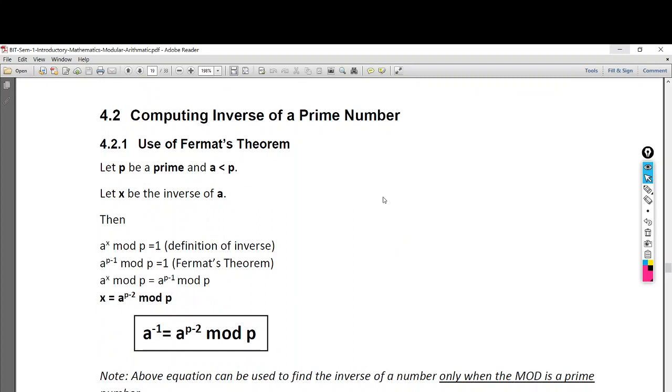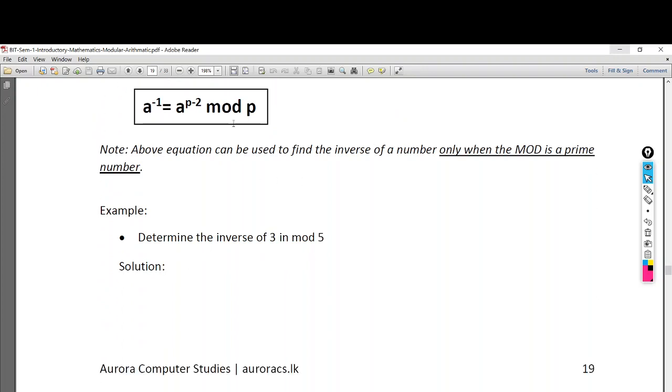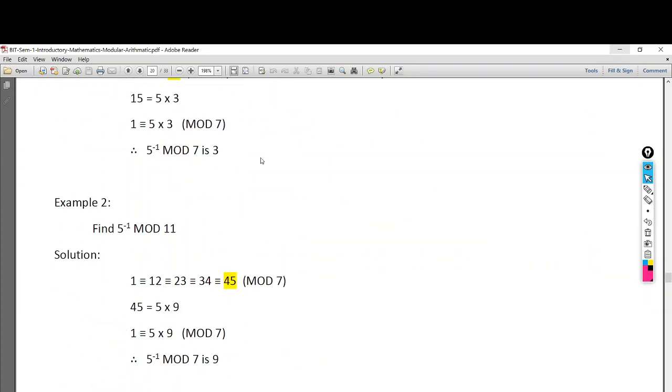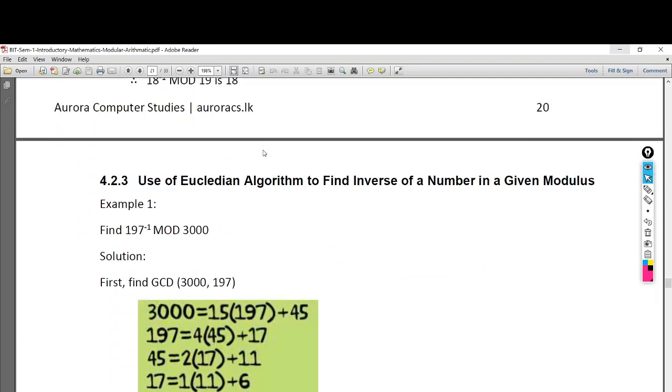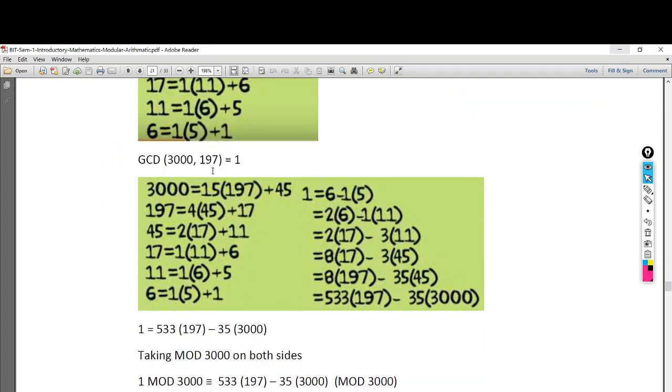module. Then of course computing the inverse when the base is a prime number. It's not an inverse of a prime number, there's a small mistake here also. Inverse when the mod is a prime number, and of course factorizing can also be used. And finally the use of the Euclidean algorithm to find the inverse of a number, where the mod is not necessarily a prime number. This is applicable for any mod. Okay.